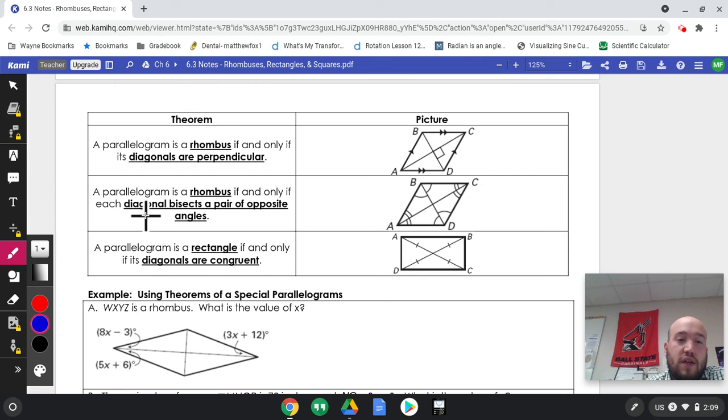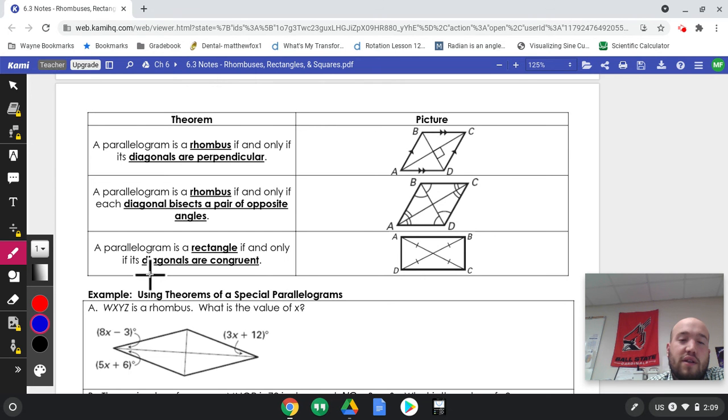The second rule: a parallelogram is a rhombus if and only if each diagonal bisects a pair of opposite angles. Meaning the line AC, this diagonal, bisects both angle A and angle C. We already know that A and C are congruent because it's a parallelogram, so if it bisects, then each of those small parts will also be congruent. Likewise, B and D will be bisected.